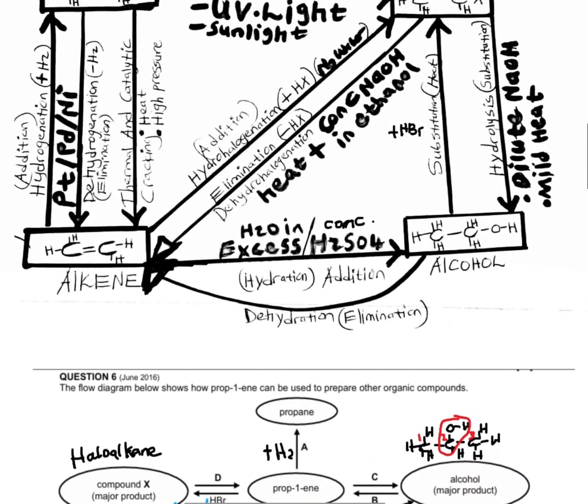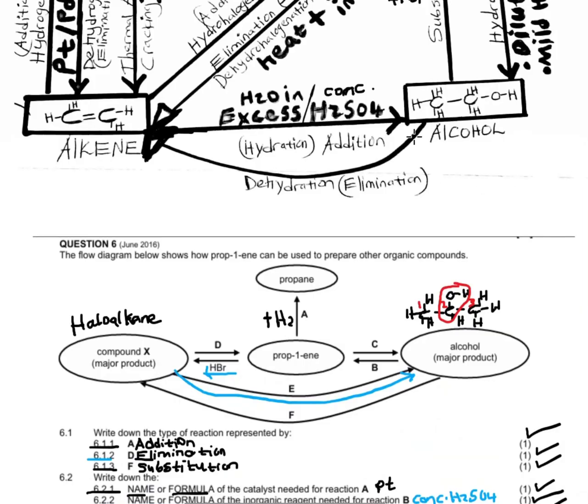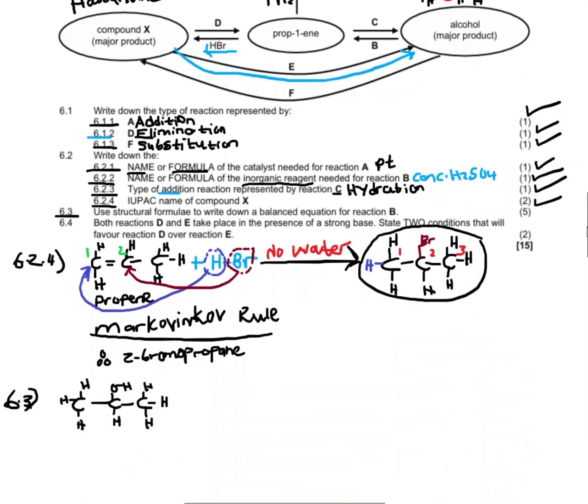What do we need there? What do we need for this reaction to happen? From alcohol to an alkene, we only need the concentrated sulfuric acid. Only the concentrated sulfuric acid, guys. That's what is going to be needed, because the reaction is going to be dehydration, which is elimination. So we only need the concentrated sulfuric acid. That's what we need there.